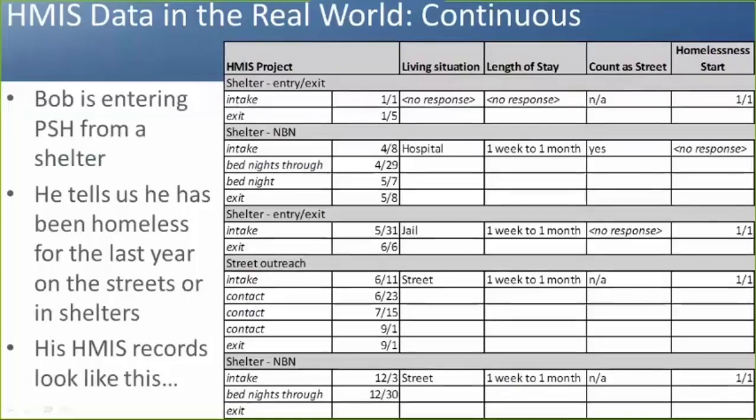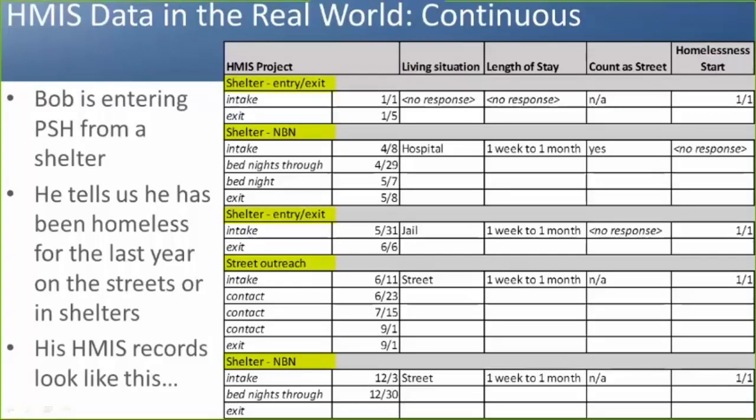Let's start with Bob. Bob is entering permanent supportive housing from a shelter on December 31st. At his intake interview, he tells us that he has been living on the streets or in shelters for the last year. His HMIS records show a series of shelter enrollments and street outreach contacts over the last year.